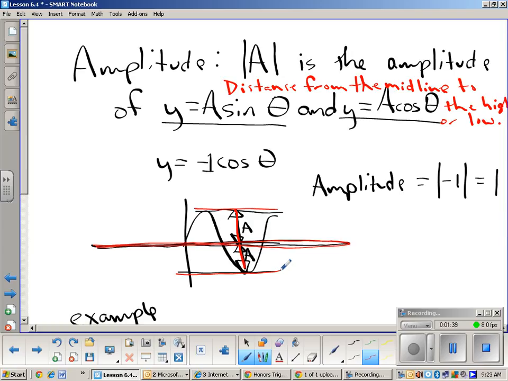It's not the total distance from the high to the low. It's actually half that distance. So if the total distance from the high to the low is 2, then the amplitude's 1. Or if you look at it the other way, if your amplitude is 4, then the total distance between high and low would be 8. It'd be double that.